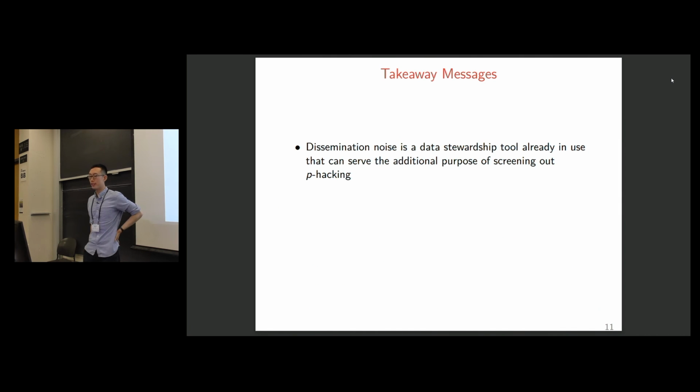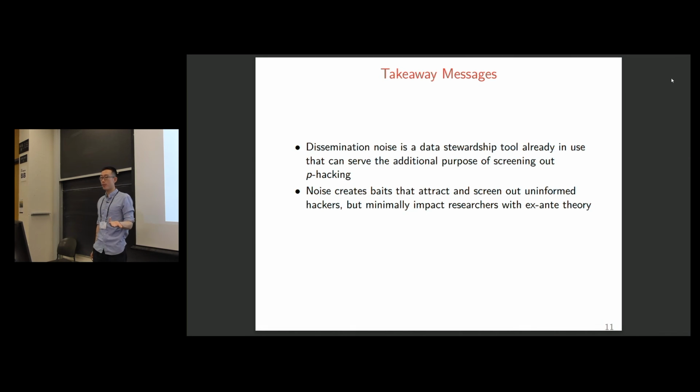So let me conclude with the takeaway messages. Dissemination noise is a data stewardship tool which is already in use, which can be used to serve this additional purpose of screening out p-hacking. The idea behind this is that noise creates these baits which attract and screen out uninformed hackers while minimally impacting researchers who have an ex-ante theory. That's the main idea. So thank you very much.